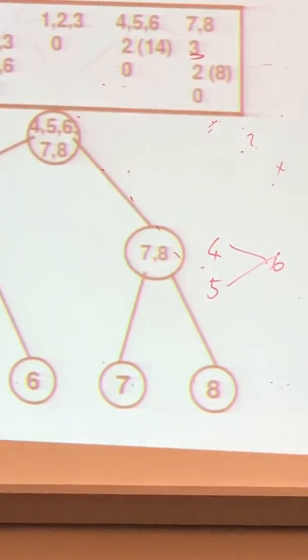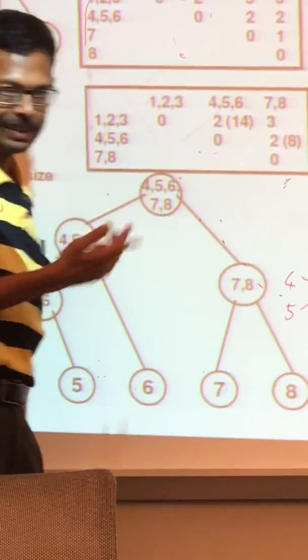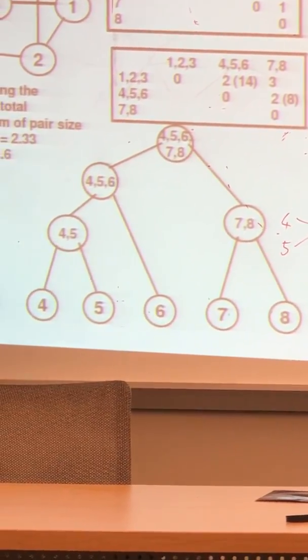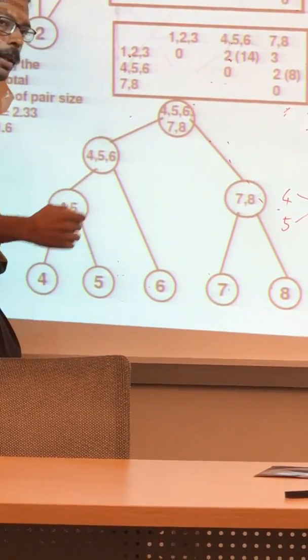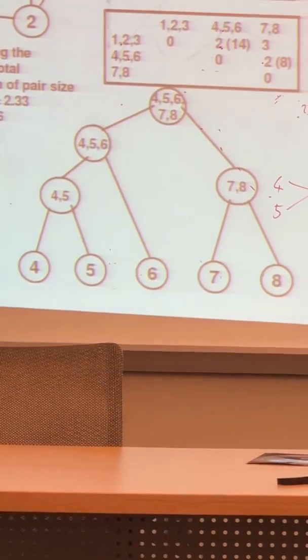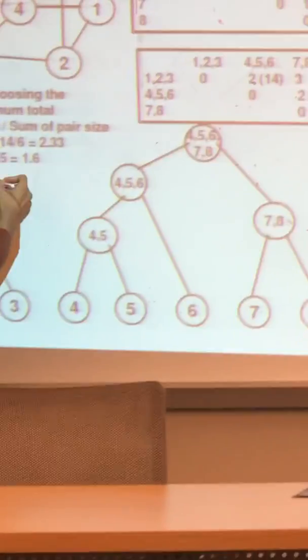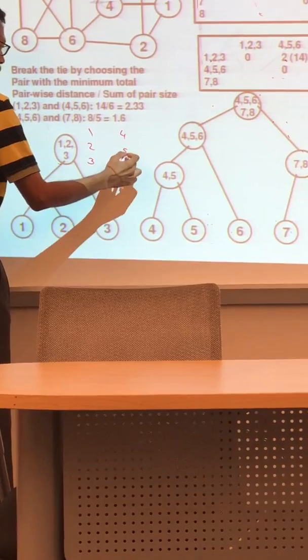So this is the new distance matrix. You have to find the minimum, which is 2. So there's a tie. So this tie is between what? This 2 is between a cluster pair. And this is also a cluster pair. So we need to do something like that. Okay? So let's do that. So 1, 2, 3 with 4, 5, 6.